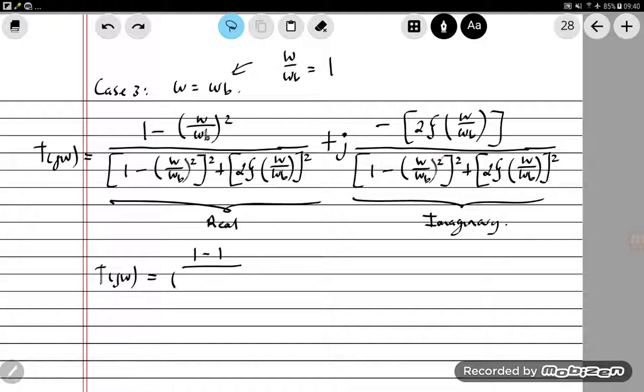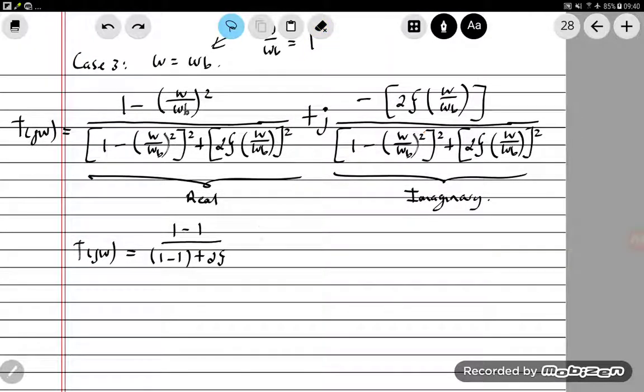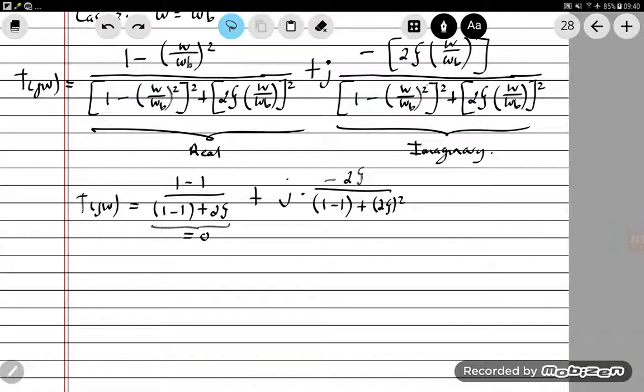So in the denominator, we've got 1 minus 1 again, and we've got a plus 2 zeta in the second term of our real part in the denominator, plus j times minus 2 zeta in the numerator, and then we've got the first term of the imaginary part in our denominator. We've got 1 minus 1 plus, well, we've got 2 zeta squared. Okay, so this is equal to 0.